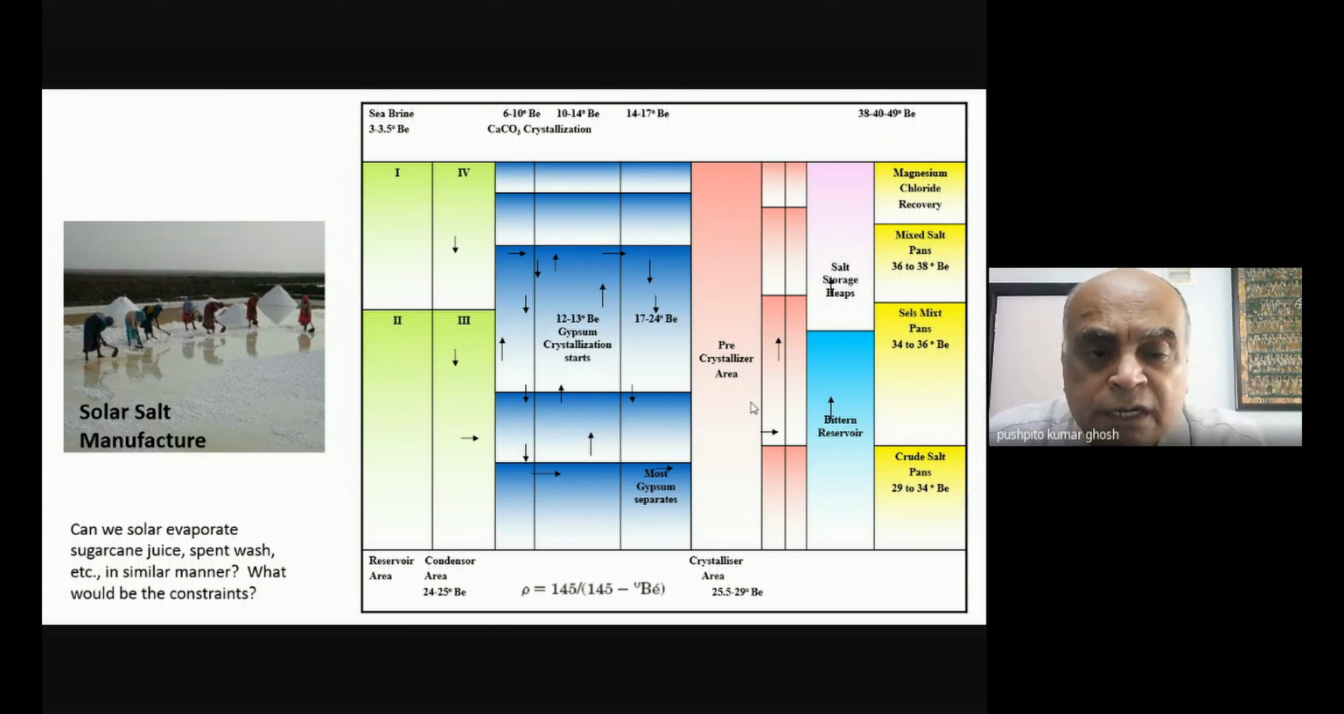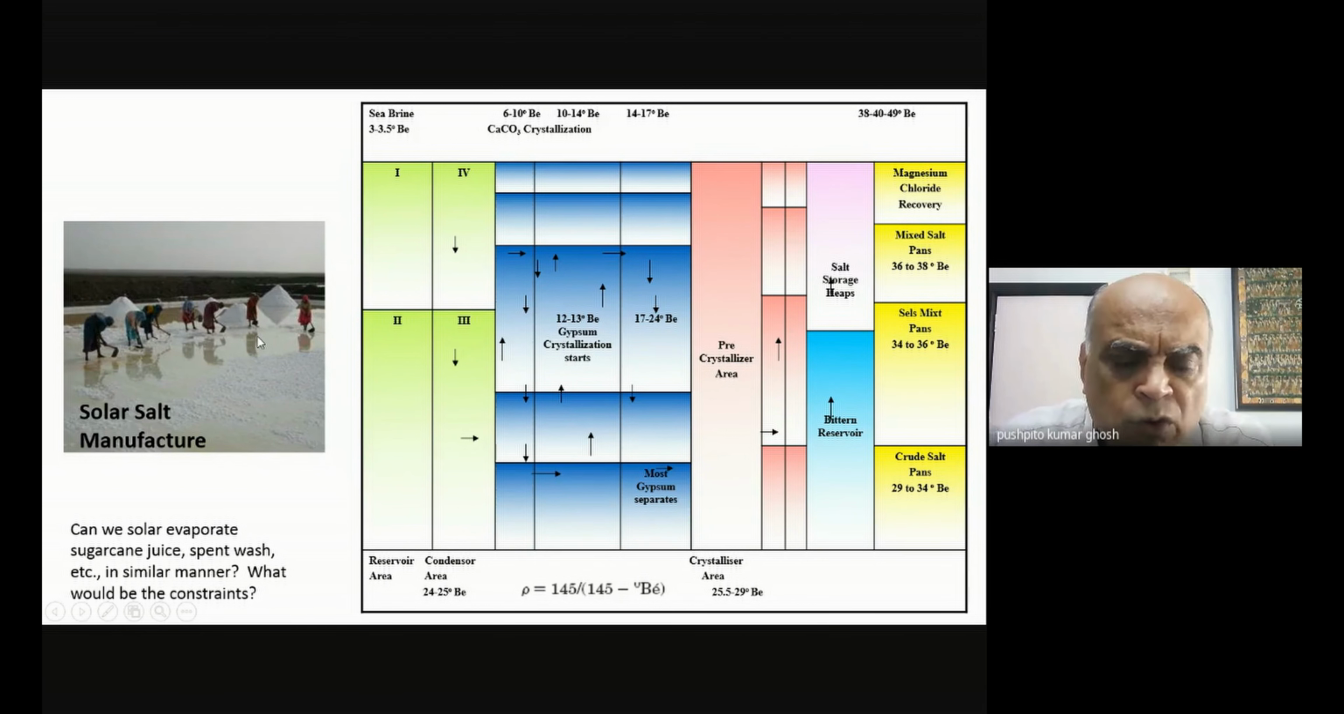Okay. And so let us try and understand how big the application of solar energy is in evaporating seawater. You can see these ladies basically producing salt and then heaping the salt. And what is it all about? And don't forget our independence. Salt is connected with our independence movement. That is how important salt is.